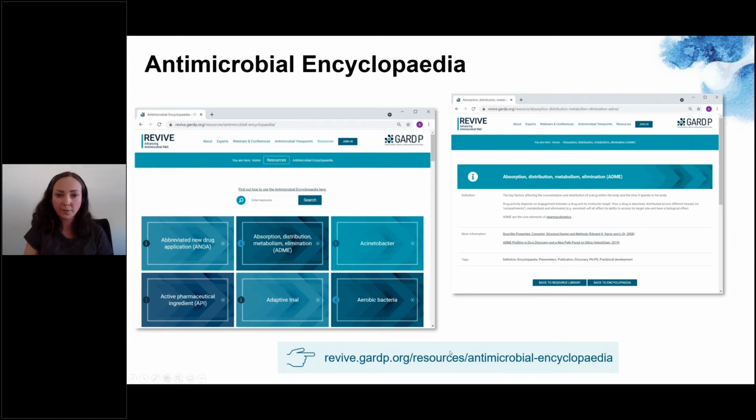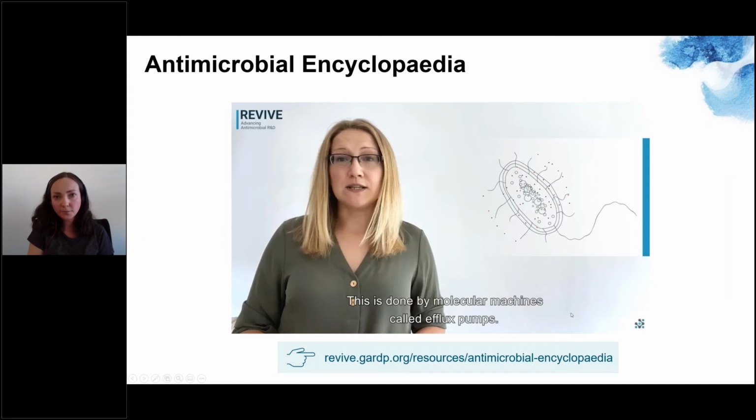If you go to the website, you will see these tiles. If you click on any one of these tiles, you will open a little page. There you will find a short definition of each term, a few links with further reading materials, and topic tags, which will help you to search for related content. Also in the text, we usually place links to related terms. And some terms are also complemented by short expert videos, such as this one on bacterial efflux by Jessica Blair.